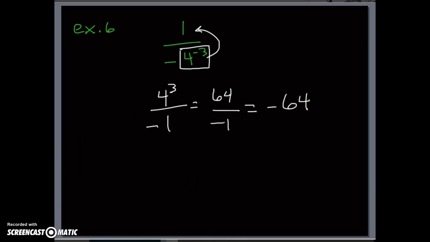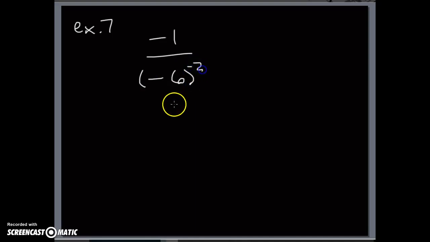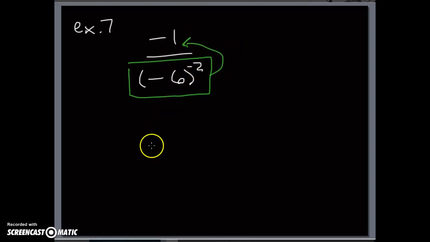2 more examples. Example number 7. Negative 1 over negative 6 to the negative 2nd power. I can go ahead and box the base and the negative exponent. In this case it's a negative 6. The negative is in parentheses, so it's part of the base. I'm going to move it across the fraction line, so I'll move it into the numerator.